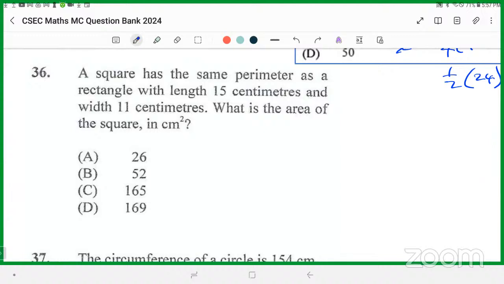I don't want the area, so you have to read carefully. A square has the same perimeter. Let's call the perimeter of the square 4x. So the perimeter of the square equals 15 plus 11, because this is the perimeter of the rectangle.